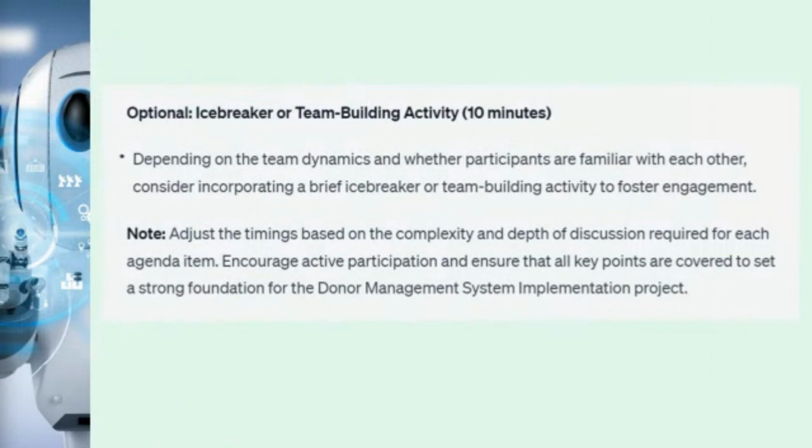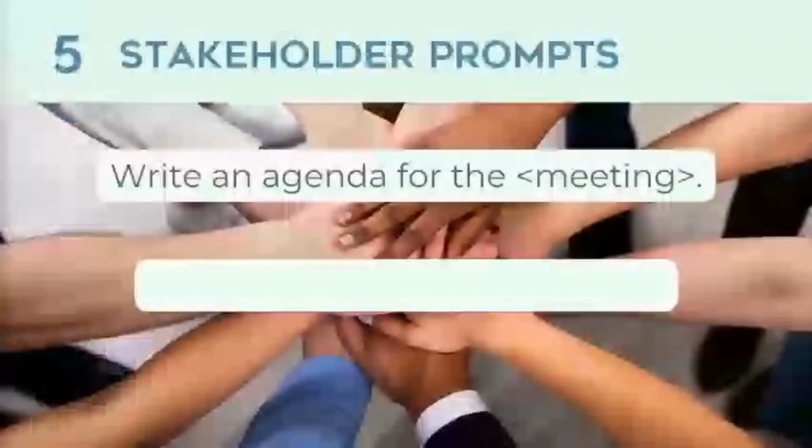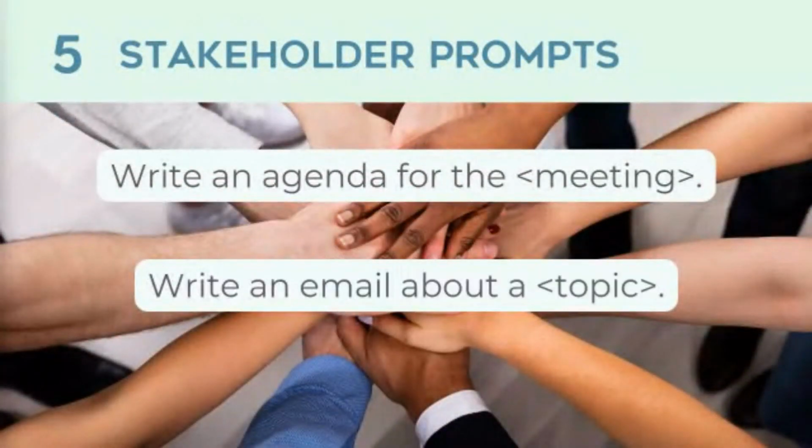I did like that it suggested an optional icebreaker. It reminded me to encourage active participation. And again, I could prompt it to shorten the meeting, or to give it more information that could help me revise the agenda for my own needs. We might also ask ChatGPT to write a reminder email about a task deadline, or any other type of email we might want to send during the project.